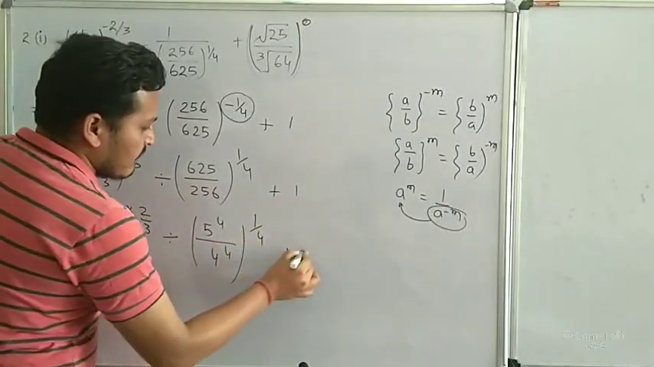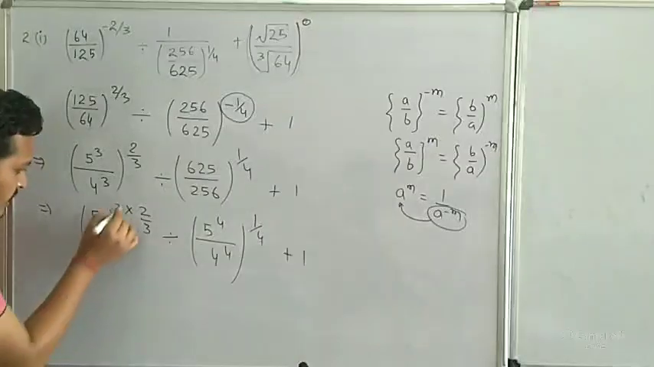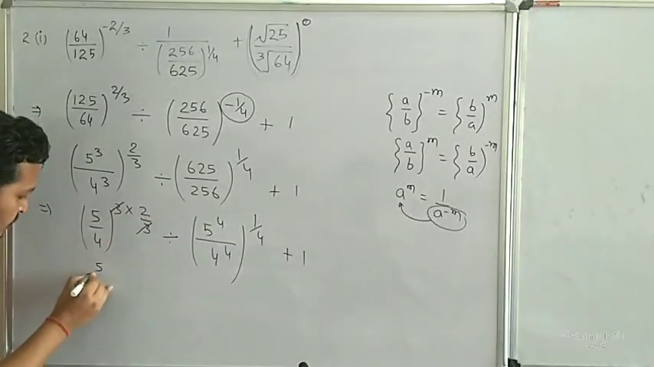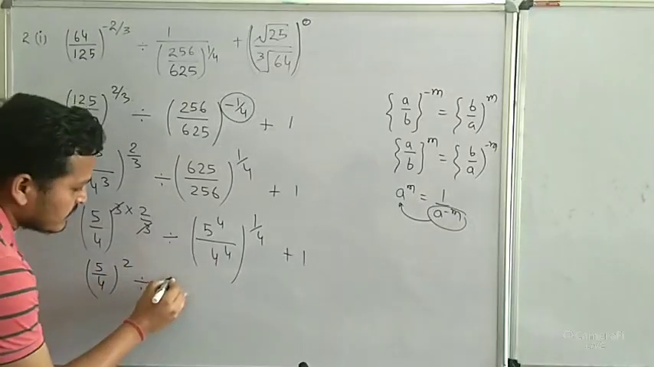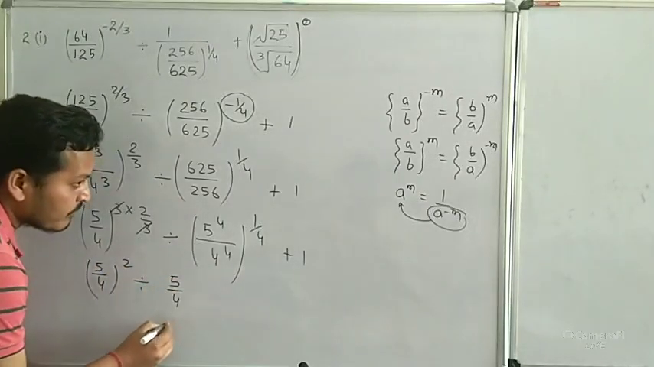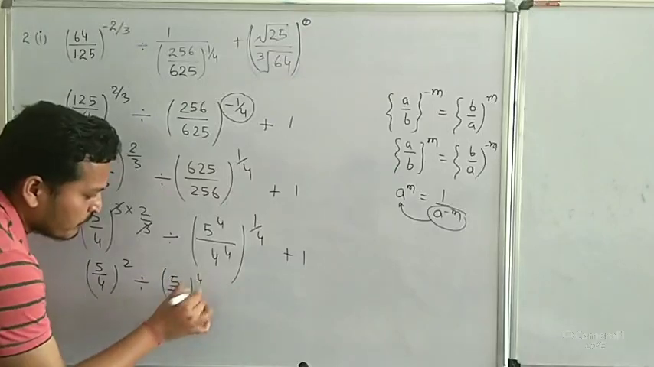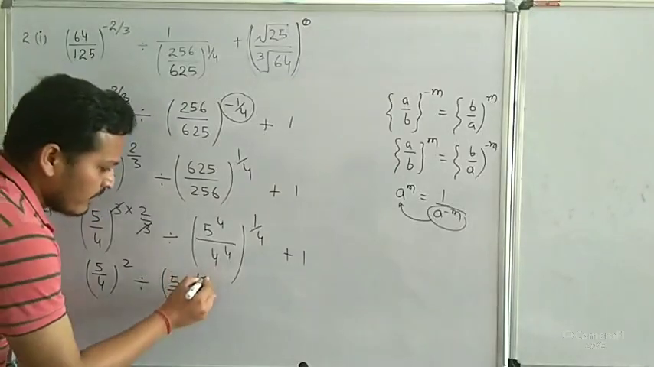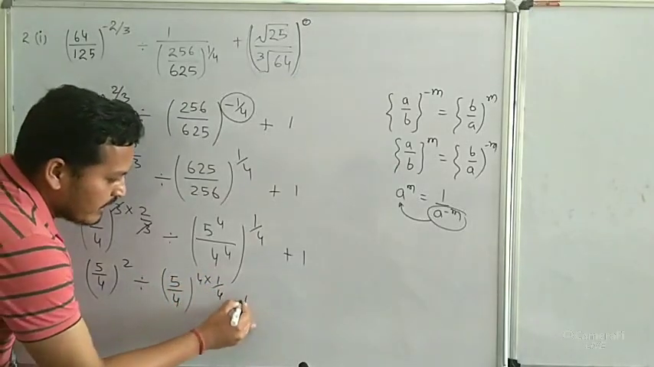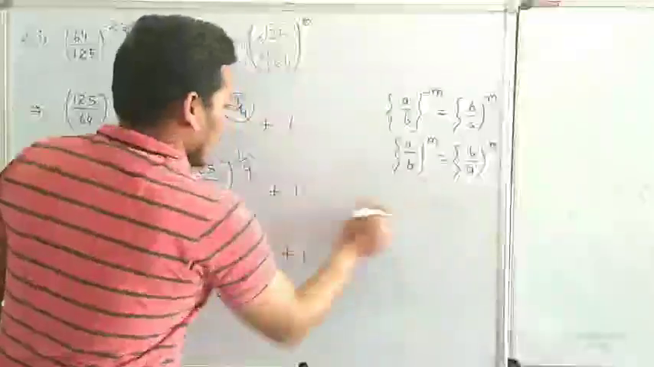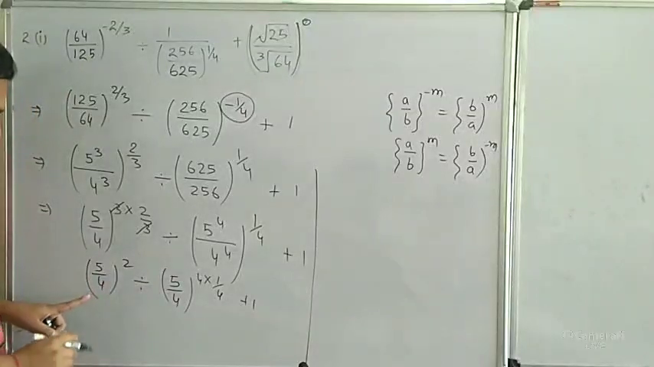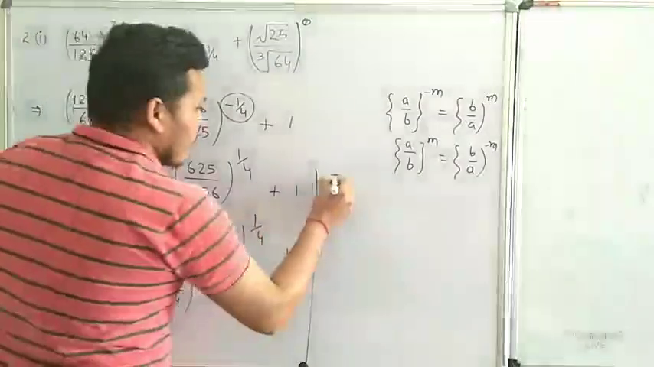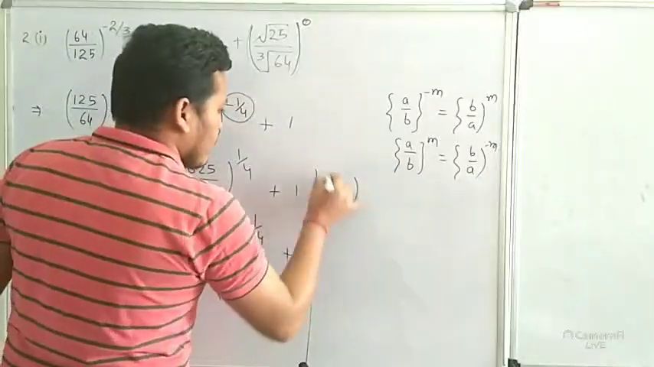Okay, 5 to the power 4, 4 to the power 4, and whole to the power 1 by 4, and the plus 1. Okay, so then 3 is cancelled out. So 5 upon 4 whole to the power 2 divided by, this we can write 5 to the power 4. Similarly we can do here, whole to the power 4 and outside 1 by 4, and plus 1. And now on solving this part, we get 5 to the power 2. So then it becomes 5 by 4 whole square.